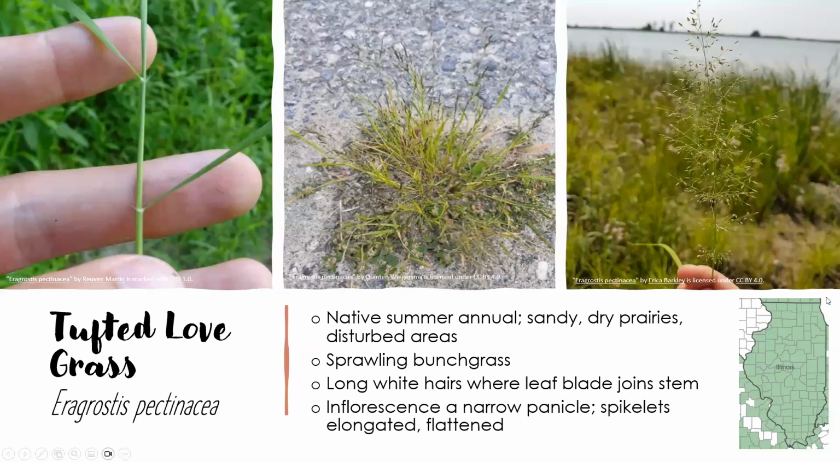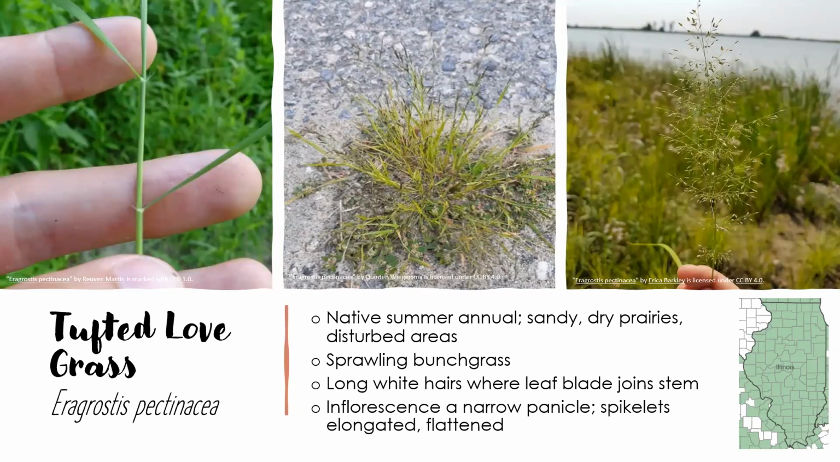Okay, we're going to move into the love grasses. There are about 15 different species in Illinois. We're going to look at 3, and we're going to try to tell them apart from one another. The first one is tufted lovegrass. This can be found in every county in Illinois. And believe it or not, I have never had my camera with me when I've seen it, so I don't even have my own images. I had to find some to show you.